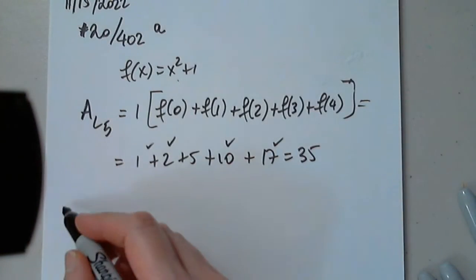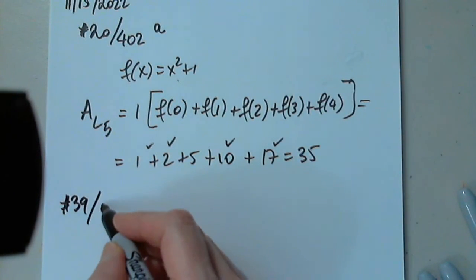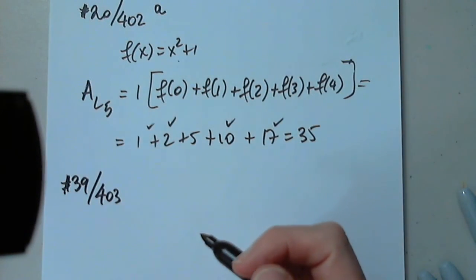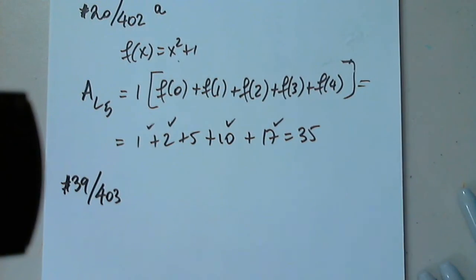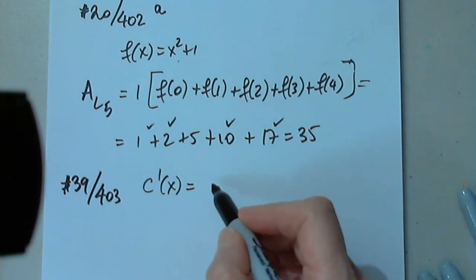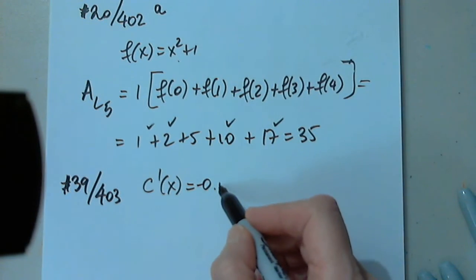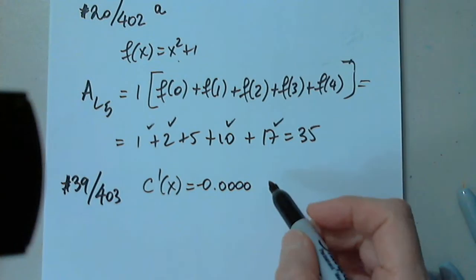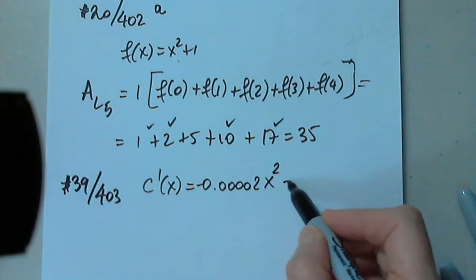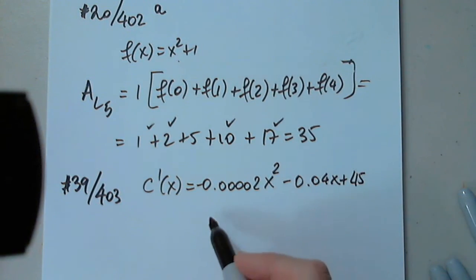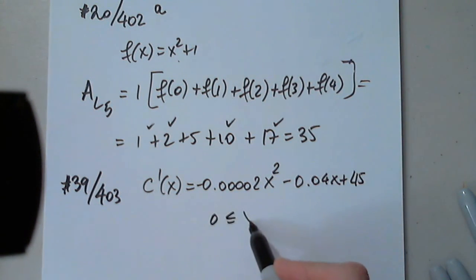Okay, I'm going to choose 39. And this is on 403. So ship shape, okay, very nice. They have a marginal cost, which we know is C prime of x. So negative 0.0000... I see 4 zeros. Correct me if I'm wrong. 1, 2, 3, 4, I think. x squared minus 0.04x plus 45. And they're saying somewhere between 0 and 800 for x.